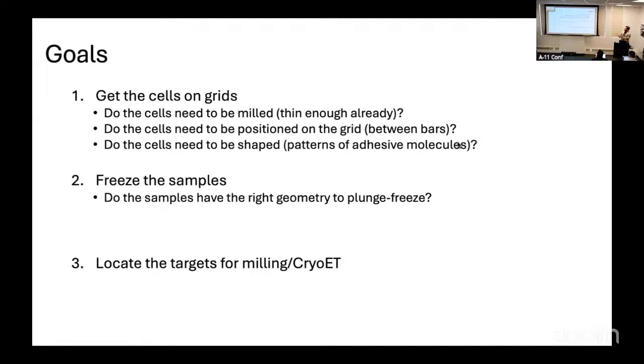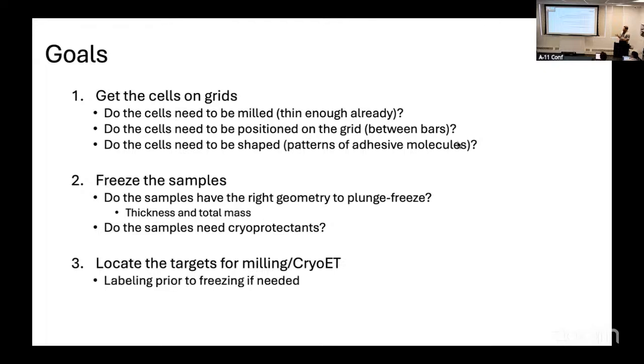And then moving on to freeze the samples. Do the samples have the right geometry to plunge freeze? Plunge freezing is much easier than any other methods, such as high pressure freezing. And the thickness of the sample itself and the total mass are considerations you have to take into account. Also, do the samples need cryoprotectants? Cryoprotectants prevent non-vitreous formation. So again, things to think about. And locating targets during cryo, you should probably think about this before you freeze. So you can label with fluorescent or gold, and we'll talk about that later.